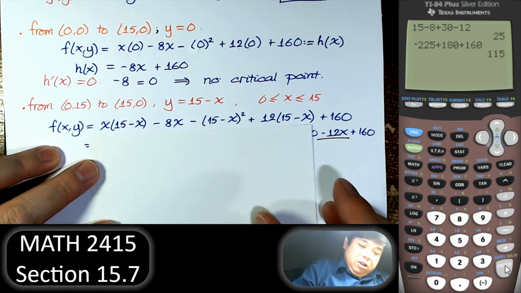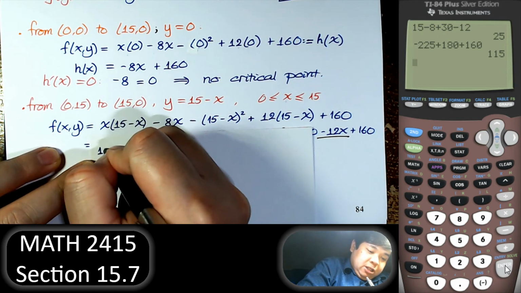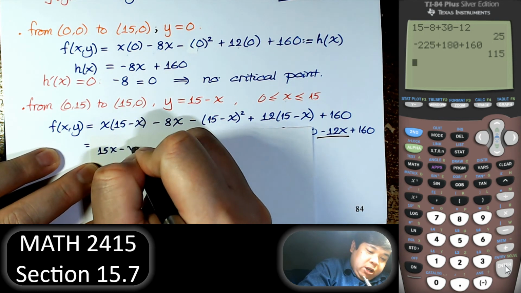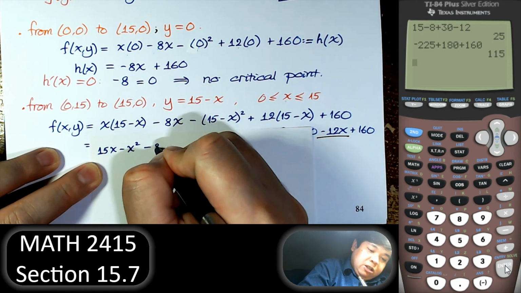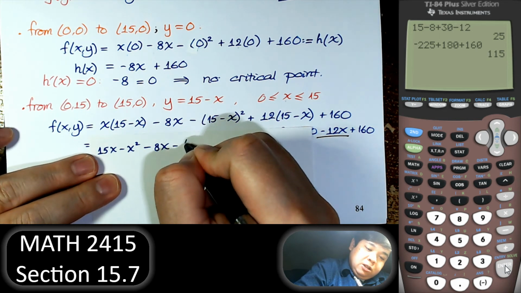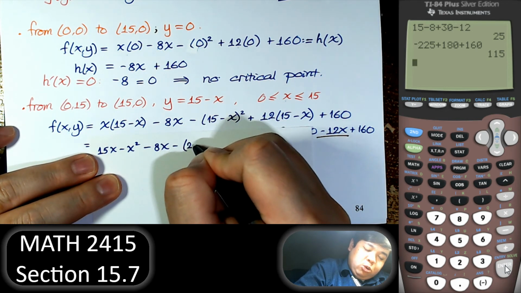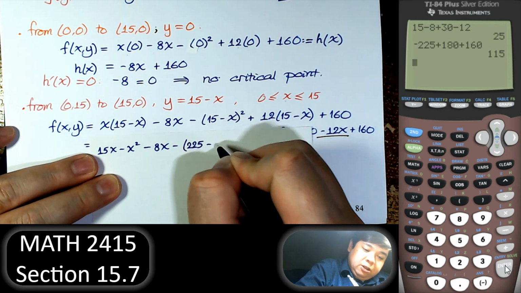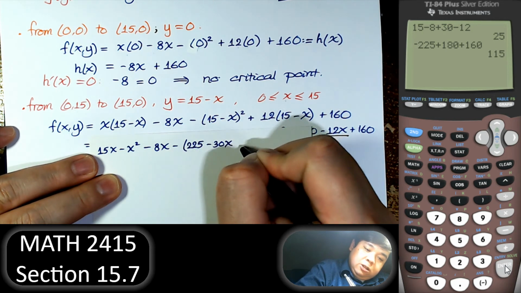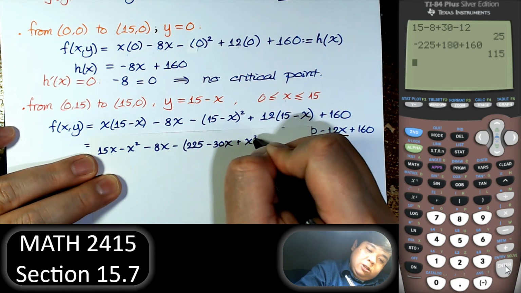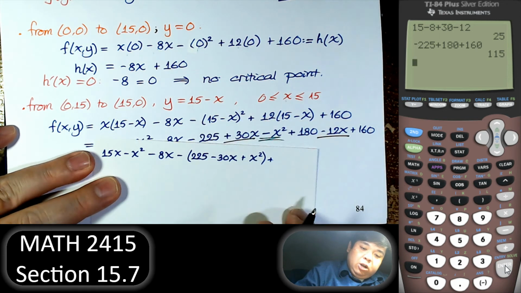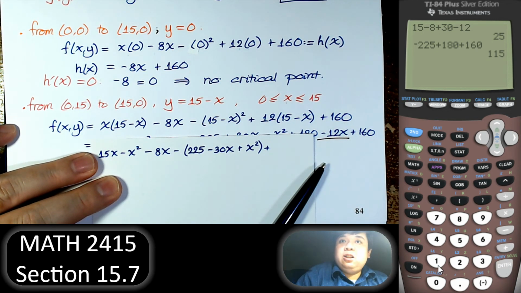Right, let's do this again because I'm not sure. So 15x minus x squared minus ax, 15 squared, so 225. 12 times 15 is 180.